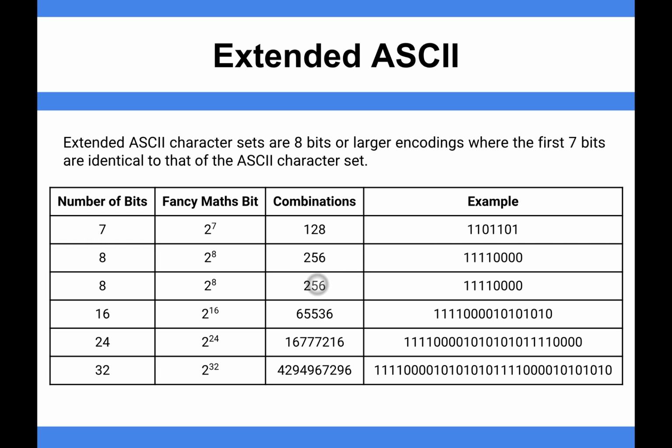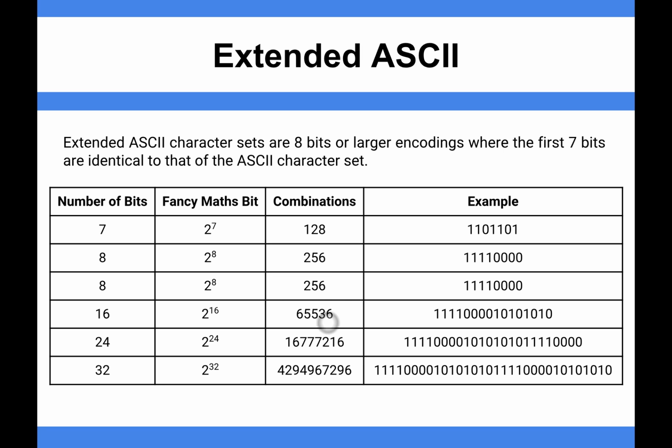If you look here, I don't know why I've duplicated this row, but don't worry. This is ASCII, 7 bits, 128 characters. If you add an 8th bit, you suddenly get double, 256 characters. We know how binary works. If you go all the way to 16 bits per character, we've got 65,500 characters.